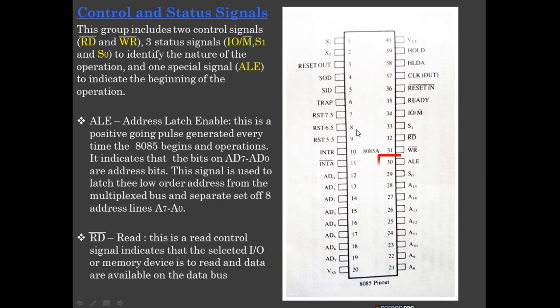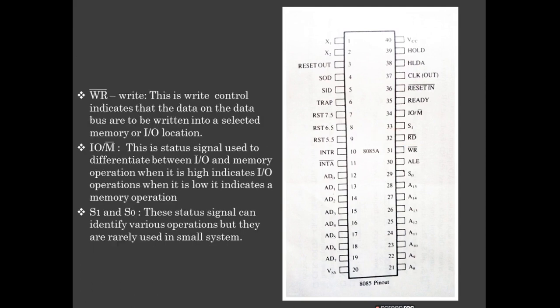Next is the read signal. This is a read control signal, indicates that the selected input output or memory device is to be read and the data are available on the data bus. And next one is the write. The write control indicates that the data on the data bus are to be written into a selected memory or input output location.